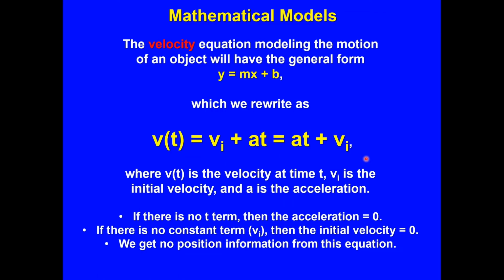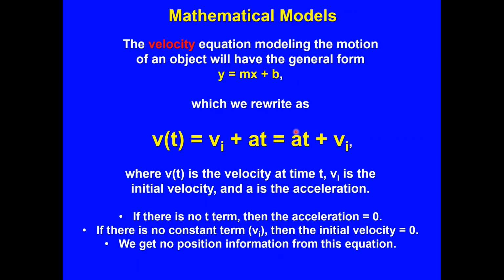Now, if we do a mathematical model for our velocity, because we're dealing with constant acceleration, all of our velocity graphs will be linear. They will be lines that either slope upward, downward, or are horizontal. The slope of the line will be the acceleration of the object. So our velocity equation, velocity at any time t equals the initial velocity plus the acceleration times time, or we can reverse the order and make it slope, acceleration times time, plus the y-intercept, initial velocity.